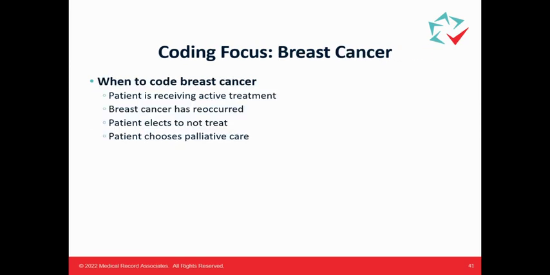Okay, now breast cancer is a little trickier. So when to code breast cancer? You do want to code it, of course, if the patient is receiving active treatment. If the breast cancer has reoccurred, if the patient elects to not treat, okay, if they know they have breast cancer and it's well documented by the provider, but they don't want to treat, or if they've chosen palliative care, then you could still code it.